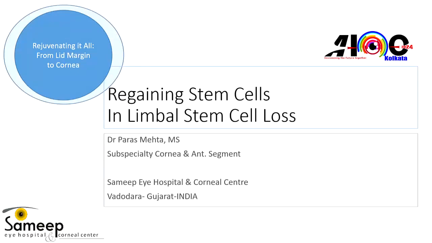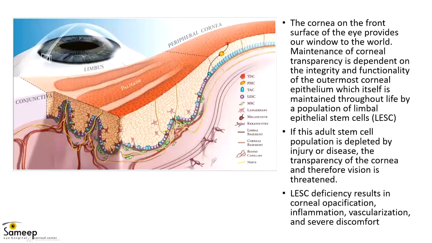So I will be talking to you about regaining stem cells in limbal stem cell loss. We all know that the cornea on the front surface of the eye provides our window to the world. Maintenance of corneal transparency is dependent on the integrity and functionality of the outermost corneal epithelium, which itself is maintained by the limbal epithelial stem cells. If this adult stem cell population is depleted by injury or disease, the transparency of the cornea, and therefore vision, is threatened. So limbal epithelial stem cell deficiency results in corneal opacification, inflammation, vascularization, and severe discomfort.